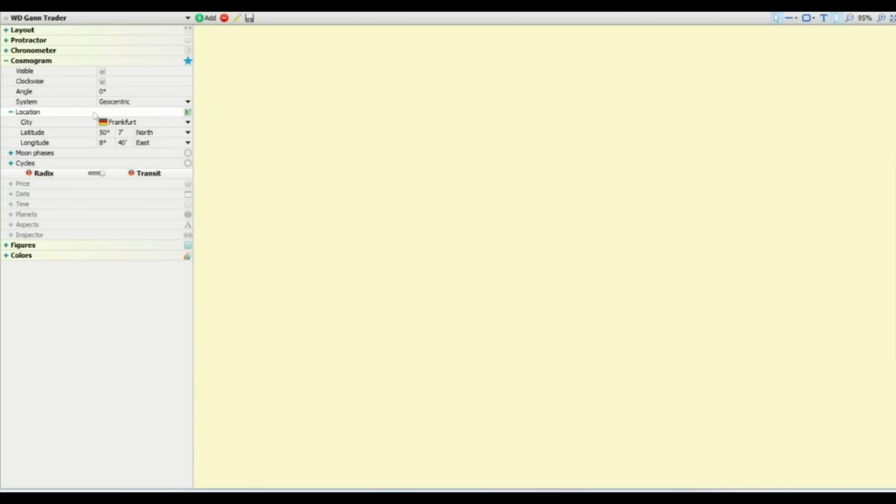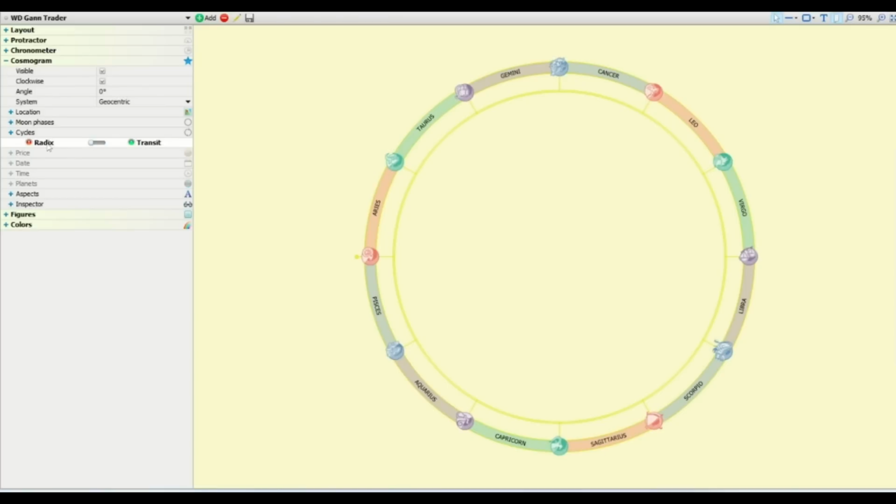Now the next part is location. For the location part we are going to use the Mumbai India location for the Nifty. So just select the Mumbai India option. Here is our option, Mumbai India. As today we are using the natal or birth chart strategy, we are going to use both the radix part and the transit part. So make it visible on both radix and transit part. Make it green on both sides.